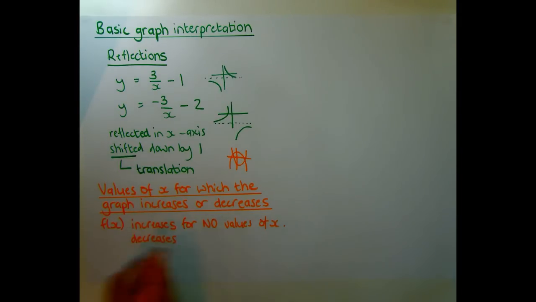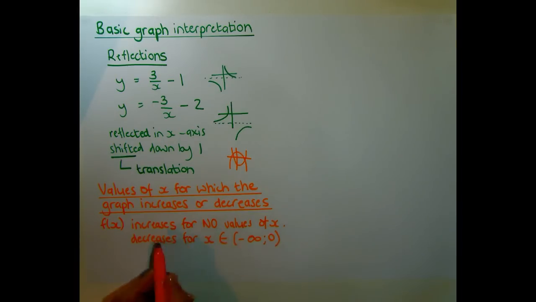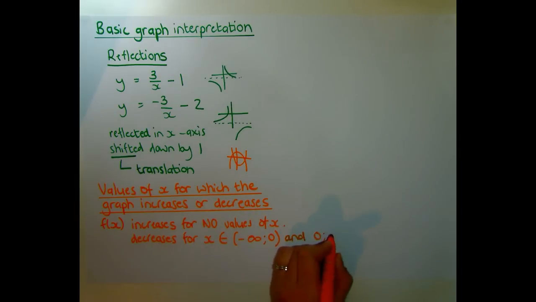Okay, you can write that as a sentence. You could say it decreases for all values of x except 0, or I could write it in my set builder or interval notation. So I could say it's for x is an element of anything from negative infinity to 0, not including, because that's the asymptote. It does not do anything at the asymptote. It doesn't even go through the asymptote. So it's for that, and then from 0 upwards to positive infinity, also excluding.